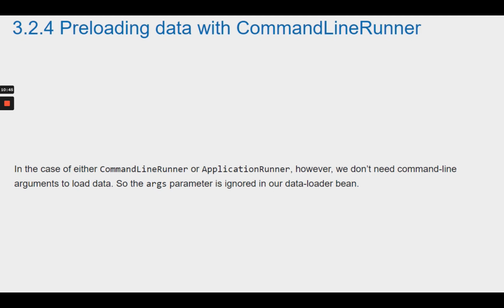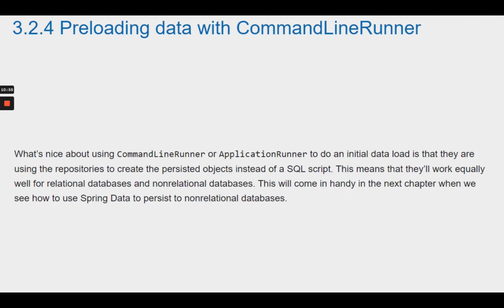In the case of either CommandLineRunner or ApplicationRunner, however, we don't need command line arguments to load data. So the args parameter is ignored in our data loader bean. What's nice about using CommandLineRunner or ApplicationRunner to do an initial data load is that they are using the repositories to create the persisted objects instead of a SQL script. This means that they'll work equally well for relational databases and non-relational databases.